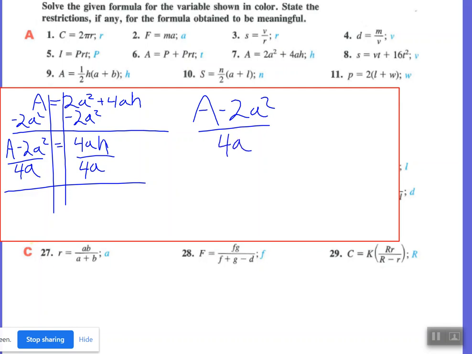All right, and have we gotten the h all by itself? Yes. Okay, cool. I see that I have a variable. The variable is a in the denominator. What can a not equal that would make the denominator 0? 0. And that's it. That is all you need to do for that one.